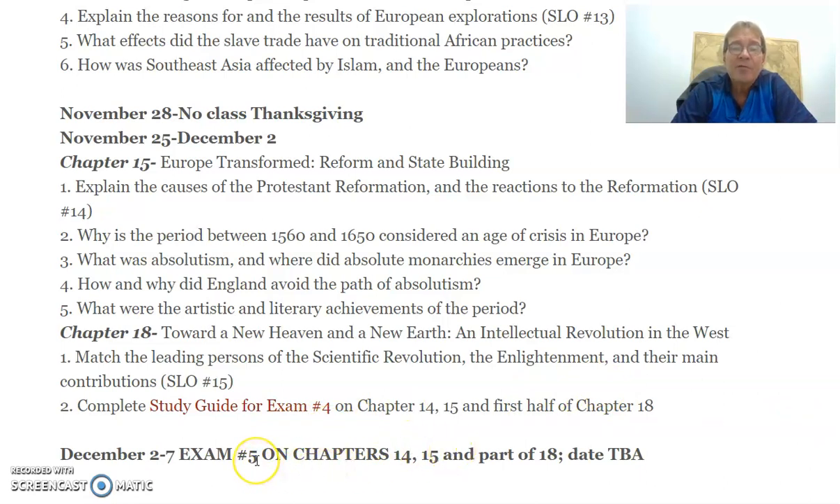That should be exam 4, not 5. That is a typo. That is exam 4. And that will be during that exam week. It's not a cumulative final exam. It is just on those 2.5 chapters. And that date has not been established yet. Again, that's the 4th exam, not the 5th.